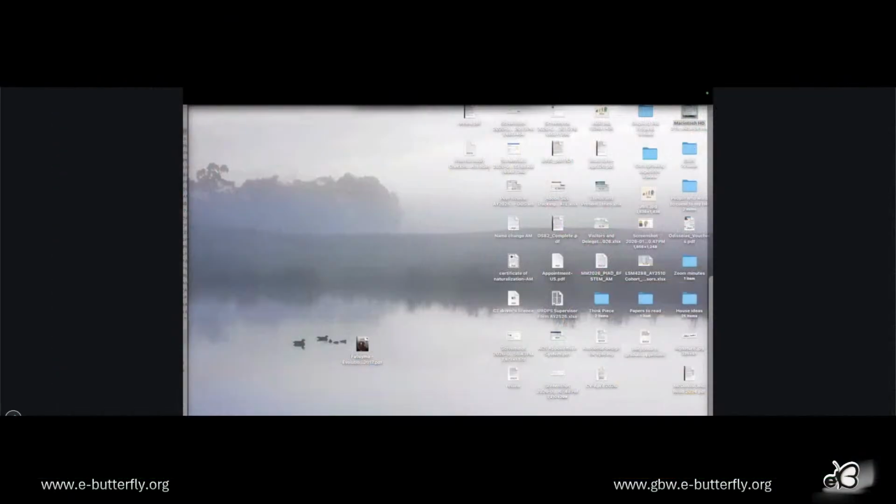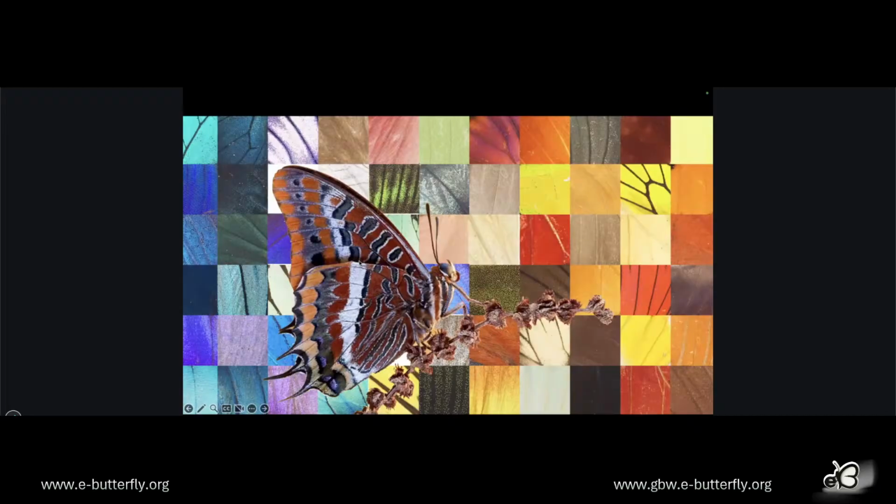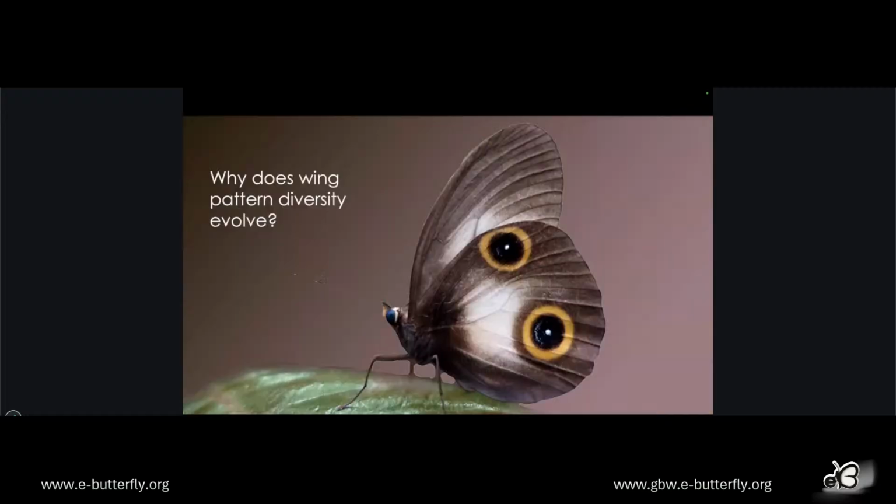So, these butterflies have evolved ways of creating color on their wings using pigments, and modifications of cuticle in the individual scales that make up the color patterns on their wings that reflect light in specific ways. We call that structural color. And there's a huge diversity of color patterns across all these surfaces and sexes.